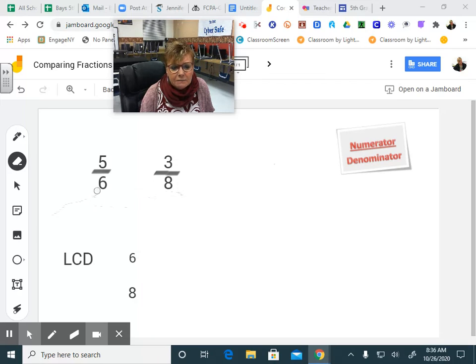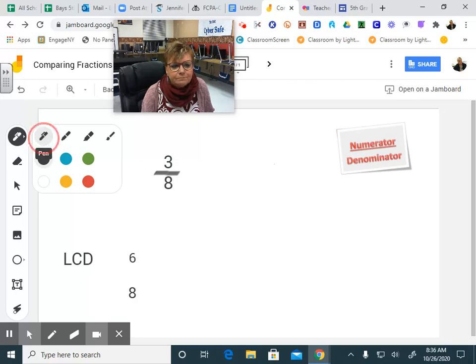Of course, it's possible to just multiply them, but 6 times 8 is 48. That's going to give you really big numbers, and that's a little hard to work with. So another way is to find the least common denominator. We want to look for the least common denominator. So the way you do that is you just start listing the multiples of 6.